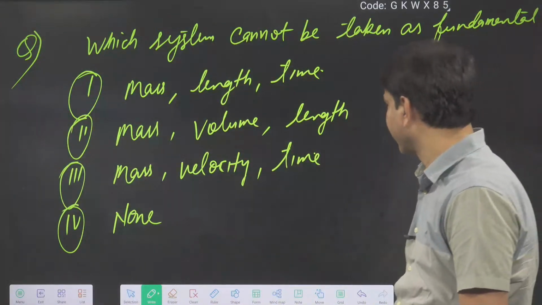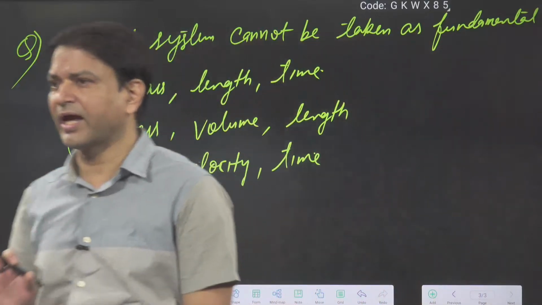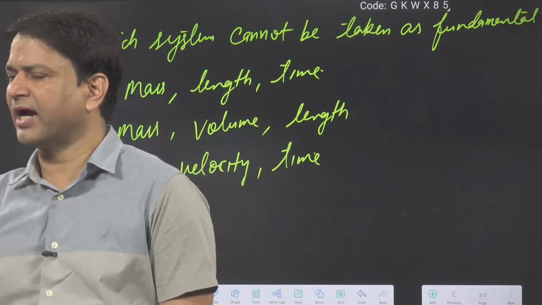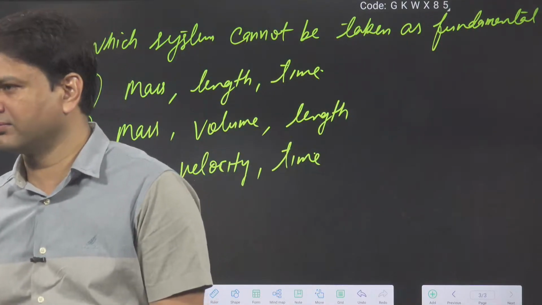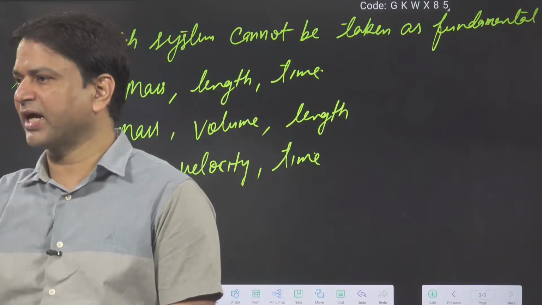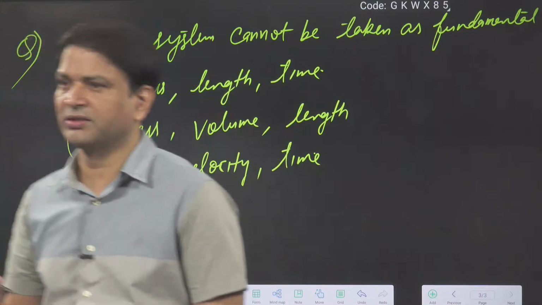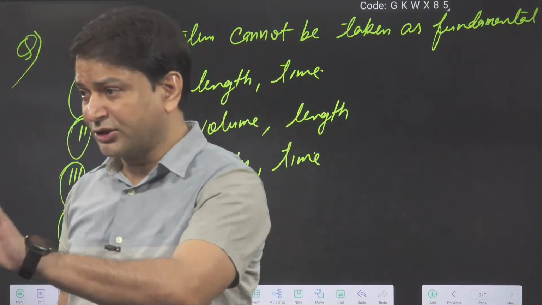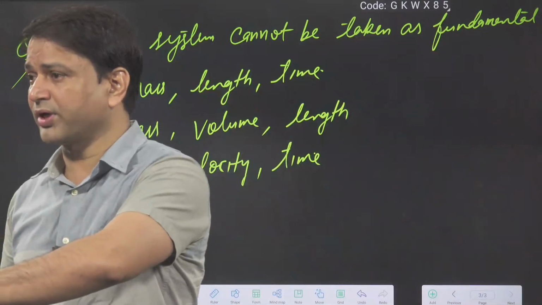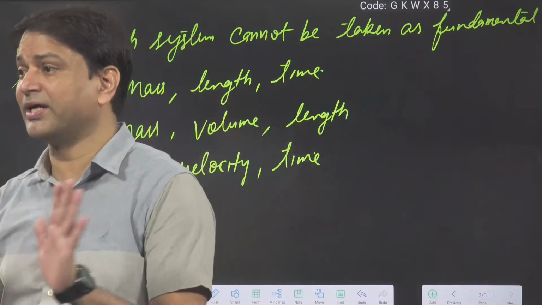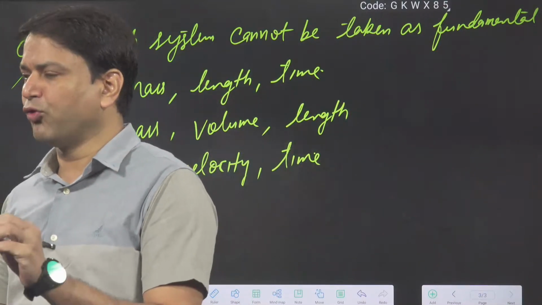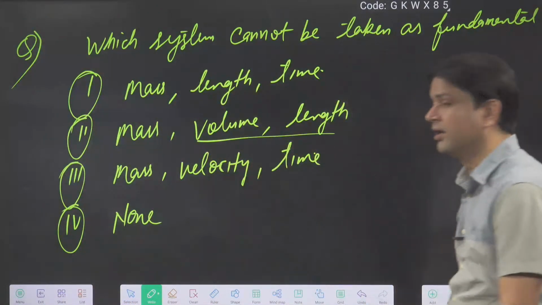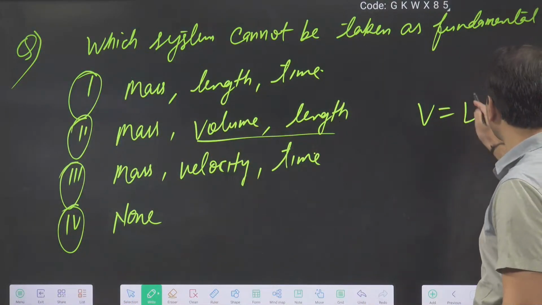The answer is the second. First, I think nobody has confusion in the first option, mass, length, and time. That we can take as fundamental, just now we have discussed. So the first option we can take as fundamental. Second, what is the definition of fundamental? They should not depend on each other also. They should be independent quantities. Mass, volume, and length. If you see the volume and length, volume I can say is equal to L cube.